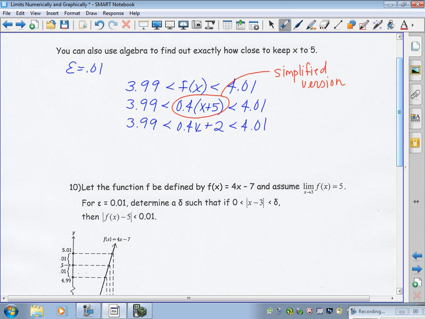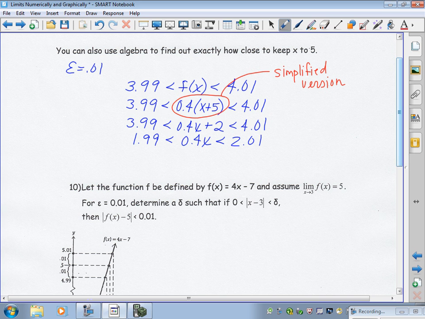Okay. And this was an Algebra 2 trig thing that we did. Now we want to get x all by itself in the center. So we're going to have to subtract 2. That's the first thing to do. We've got to do it from all three pieces, though. So if I take 3.99 and subtract 2, I get 1.99. Here I'll subtract 2, and then 2 will be gone. And then lastly, subtract 2 here, I'll get 2.01.